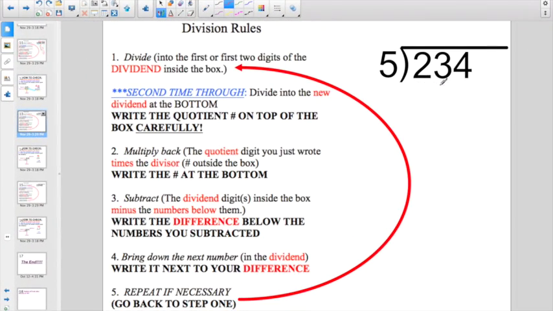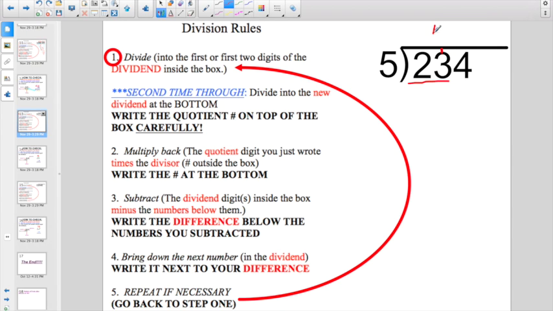All right, time for a new problem. As neat as you can, let's write down 234 divided by 5. And it's time for step 1. Divide into the first 2 digits of the dividend inside the box. I'm dividing by 5. If I have 5 people coming over, are they going to fit into 2 chairs? Nope, I can't start with 2. I'm going to have to start with 23. So my first quotient digit is going to get written nice, neat, and straight right on top of that 3. So I'm going to have to ask myself, 5 times what is going to get me close to 23?